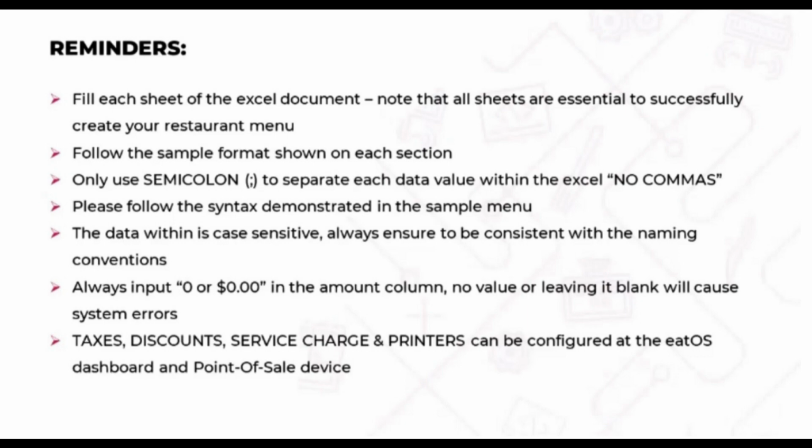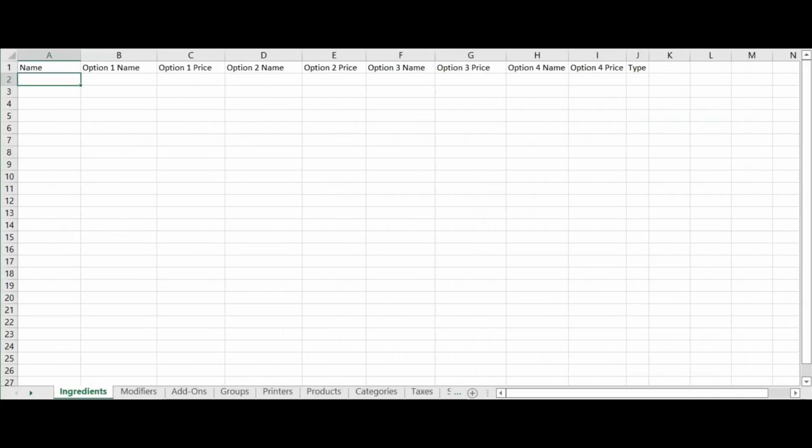Let's start. The best way to begin is by starting to list all of the ingredients of all your restaurant products. List all of the ingredients in the name column of the ingredients sheet, for example, tomato, avocado, and mayo.